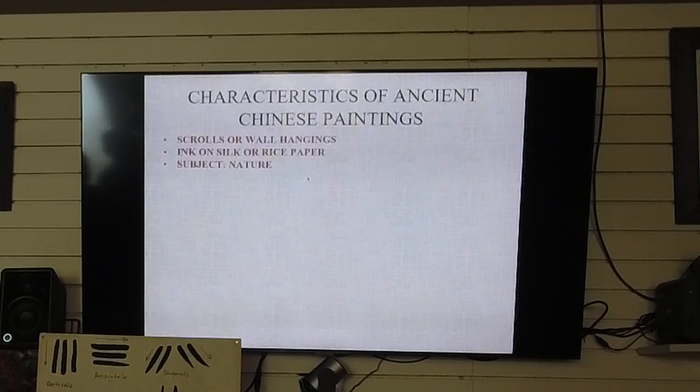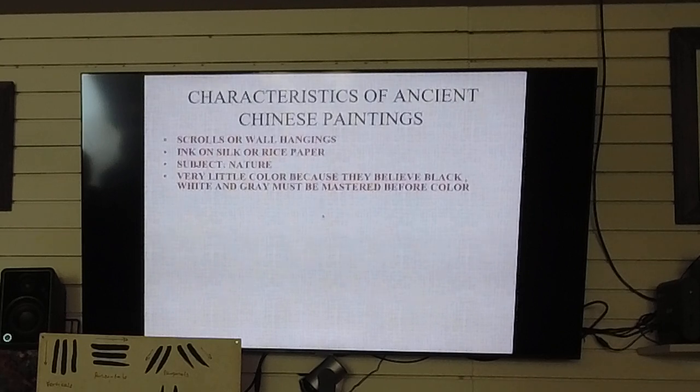The subjects are usually nature, and they use very little color because they believe that you need to master black and white before you can go on to color. And so color is always introduced much later, and most Chinese children, at least back then, I'm not sure now, learn how to paint as soon as they can hold a paintbrush. And so they start teaching them to use the black and white, and they have to be like in their 20s or 30s before they introduce color. So it's a long time, I know, which is very different than the Western world. I mean, we're all about color right away, you know, put it all in there.